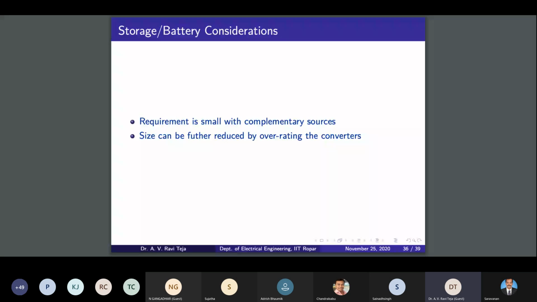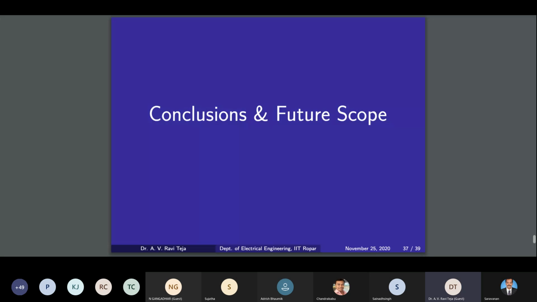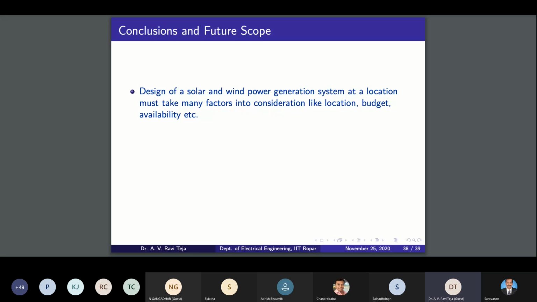So along with solar and wind, which is a very good combination for making a hybrid renewable energy plant, you can add other sources also, say biomass or hydro. So by adding these sources, you can again reduce the battery and storage requirement mainly, and increase the reliability, right? And now to conclude.